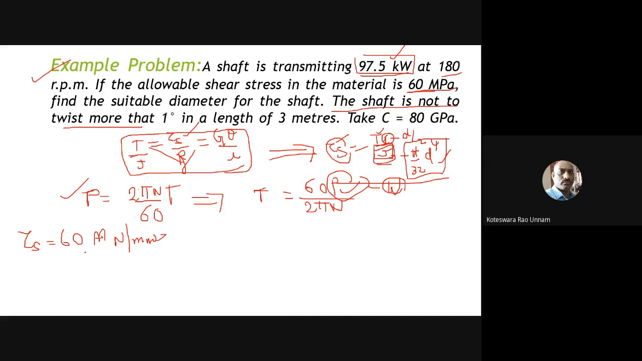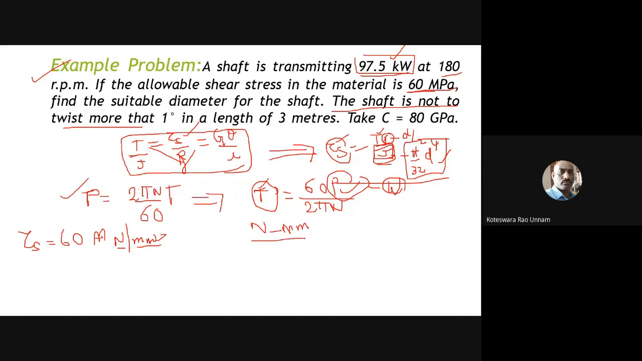So therefore it is 60 Newton per mm square. So whatever torque I am deriving here, the torque should be in mm and the force unit should be Newton. Generally, we have a torque unit as Newton meter or Newton mm. So now I need to get this torque in terms of Newton mm.